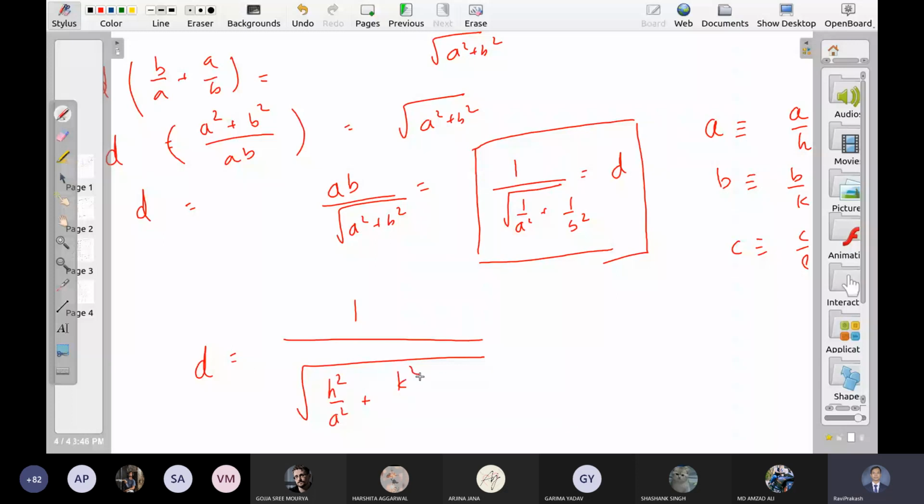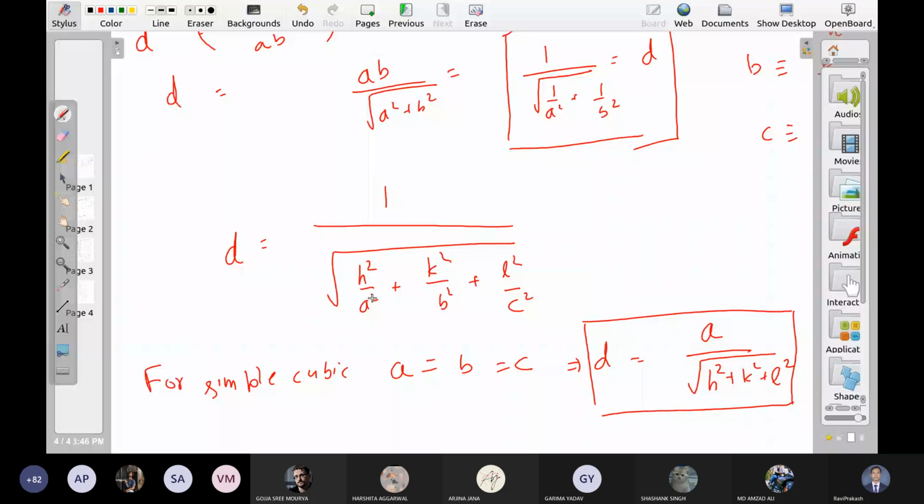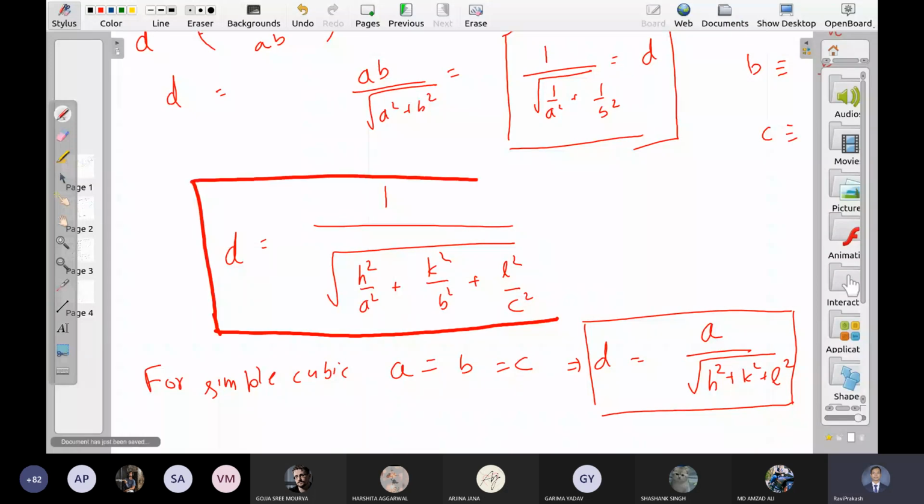Or for simple cubic, because most of the crystals have a simple cubic lattice, all the edges are the same, and the formula becomes easy: A upon square root H square plus K square plus L square. So you ultimately get this formula. You can try it yourself, you should finally get this formula. If you do not get this formula, then let me know. Okay. So you can follow this calculation.